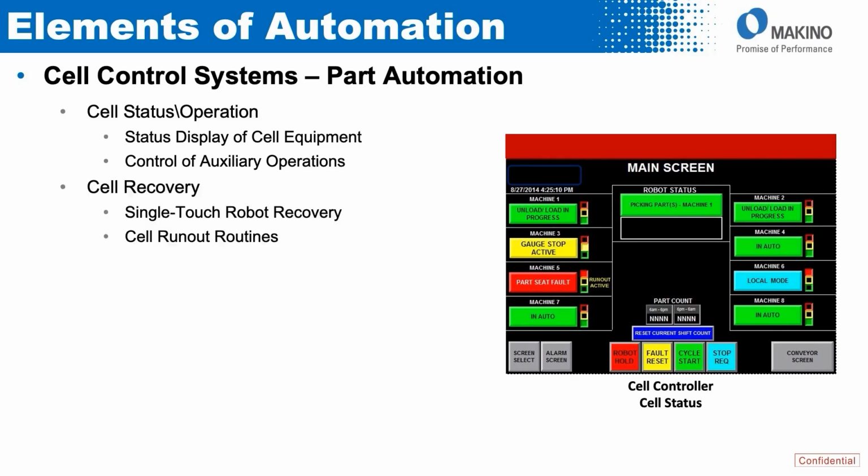But as I mentioned, cell recovery. It's important to be able to bring this system back up online very quickly and very safely. So we've developed what we call single-touch robot recovery routines, or rehome routines. So if the robot gets into a position where it cannot continue on from that particular state, you're able to select this rehome routine.